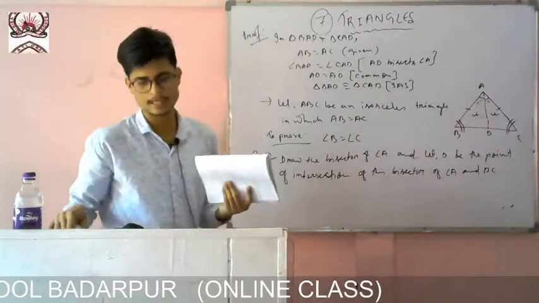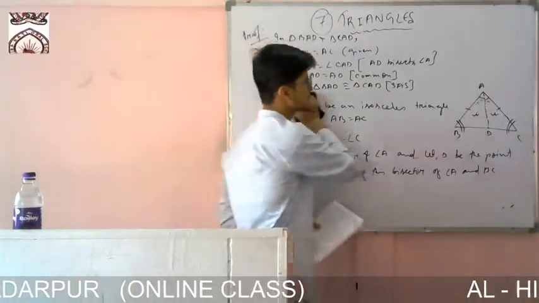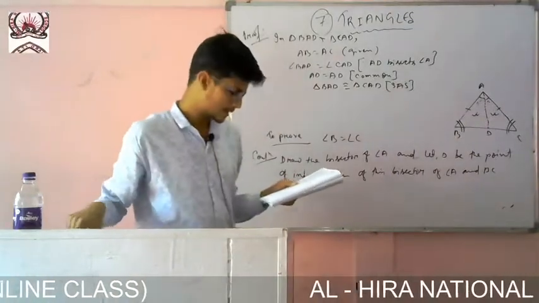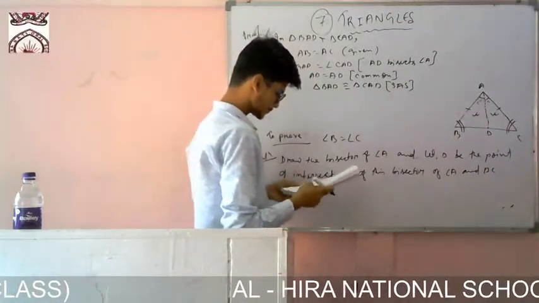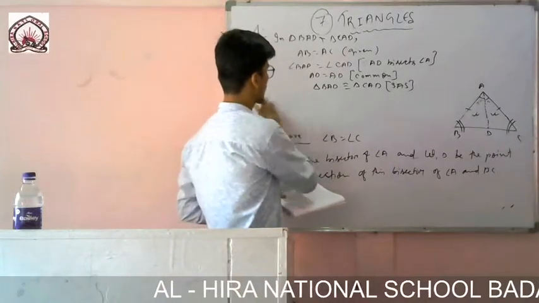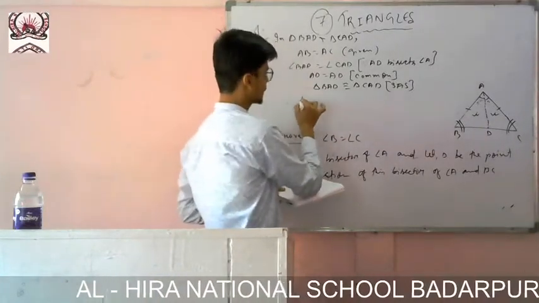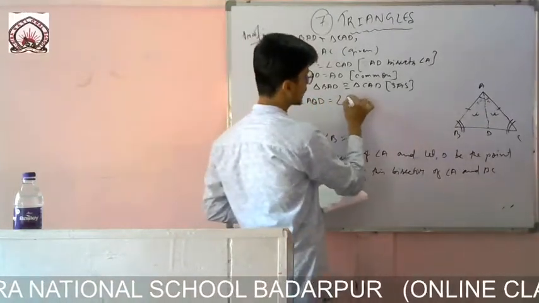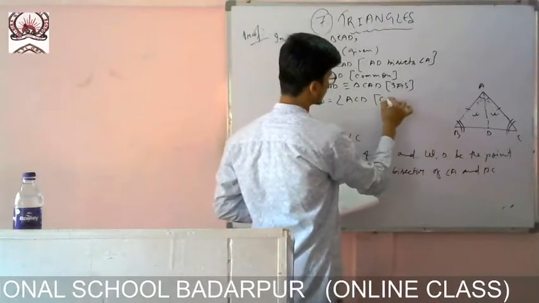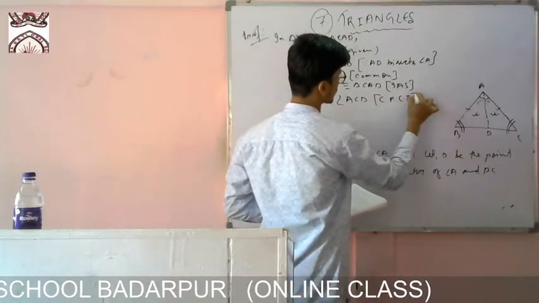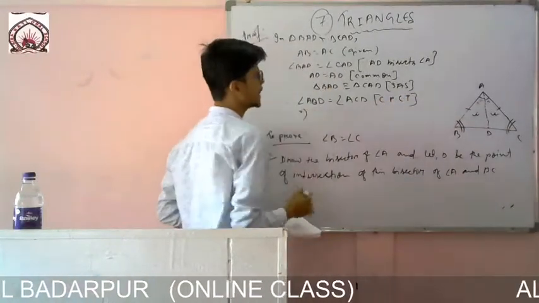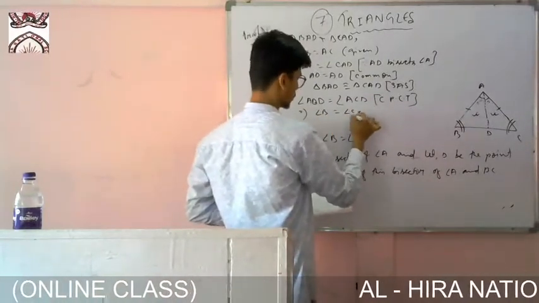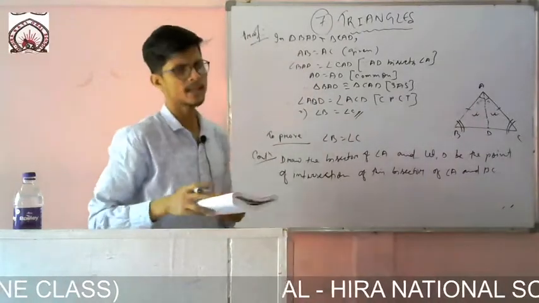If these two triangles are congruent, then their corresponding parts, that is angle B, will be equal to angle C. So therefore you write angle ABD will be equal to angle ACD, and there you write CPCT, corresponding parts of congruent triangles. Angle ABD means angle B and angle ACD means angle C. Hence proved. Very easy thing.